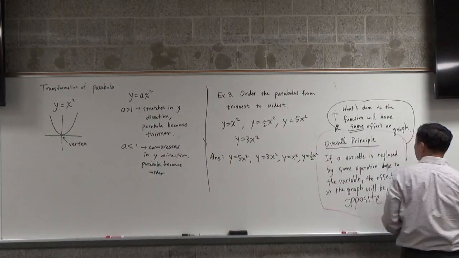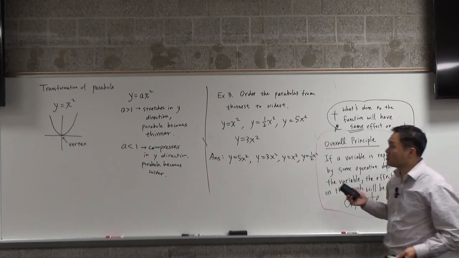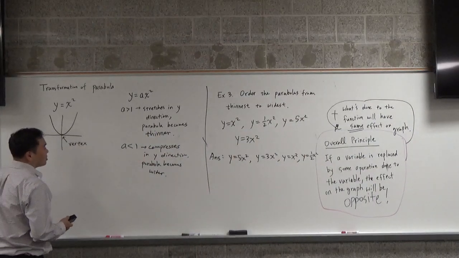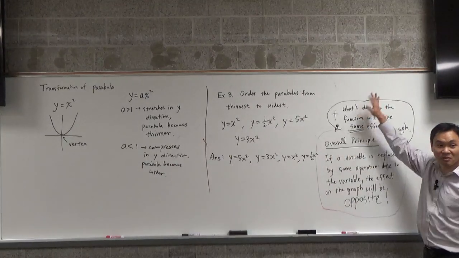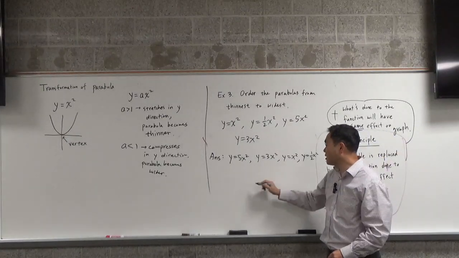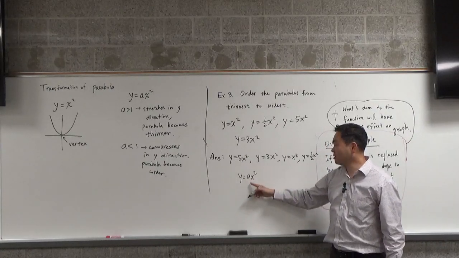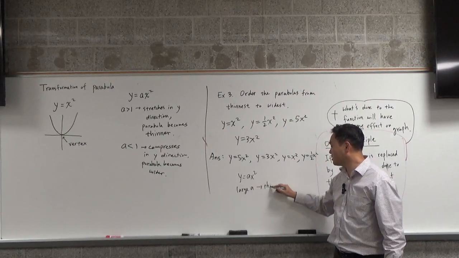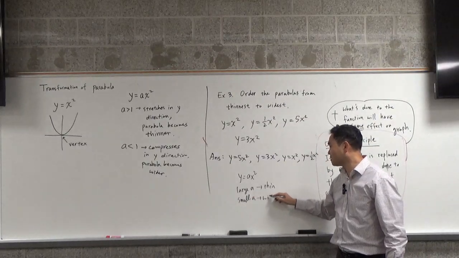Now, we did a lot of things today, but if you think about what we've done, we really didn't learn much. So you could really say that what we learned was this general principle of transformation, plus the fact that y equals ax squared is either large a thin, small a wide. That's what we learned.